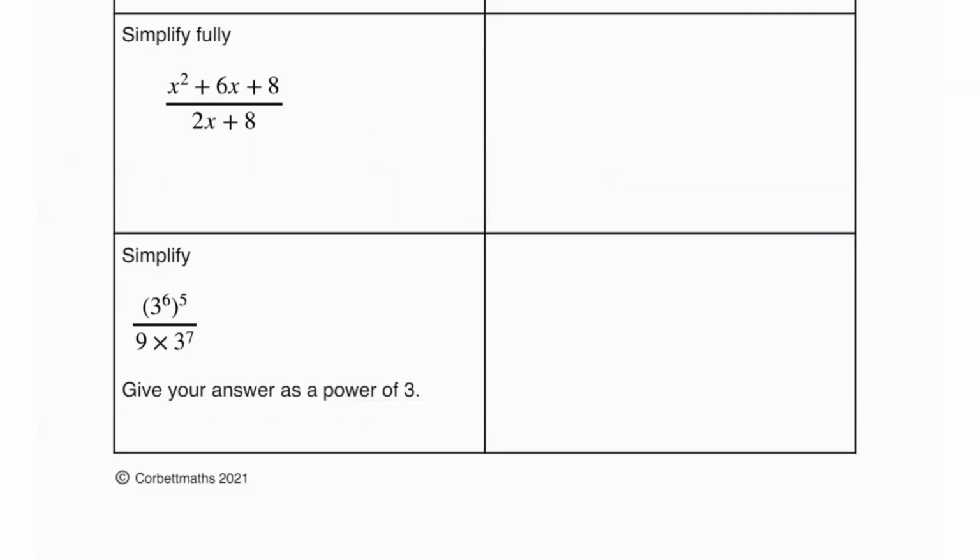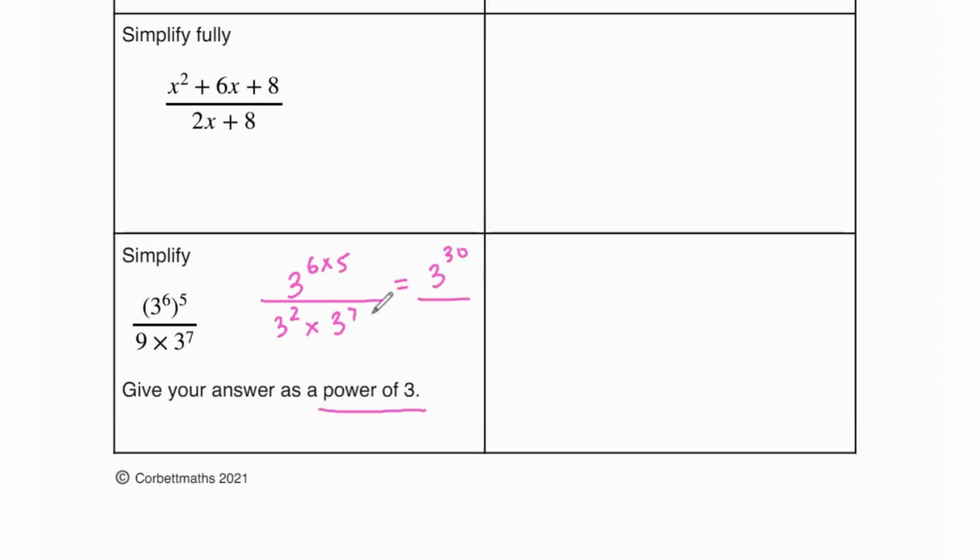Next question says simplify 3 to the power of 6, whole to the power 5, over 9 times 3 to the power of 7, giving your answer as a single power of 3. For the numerator, whenever you have a power outside the bracket and inside the bracket, you multiply them, so that's going to be 6 times 5. In the denominator, we can rewrite 9 as 3 squared because 3 times 3 is 9. So the numerator is now 3 to the power of 30 because 6 times 5 is 30.